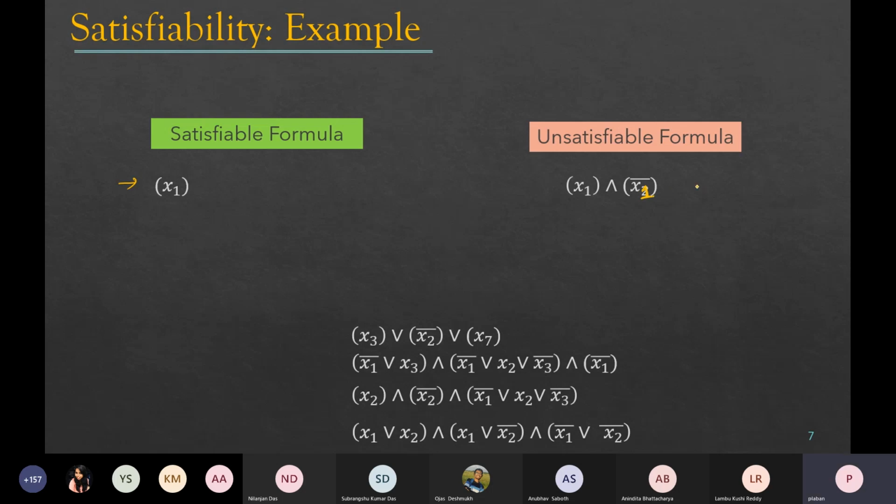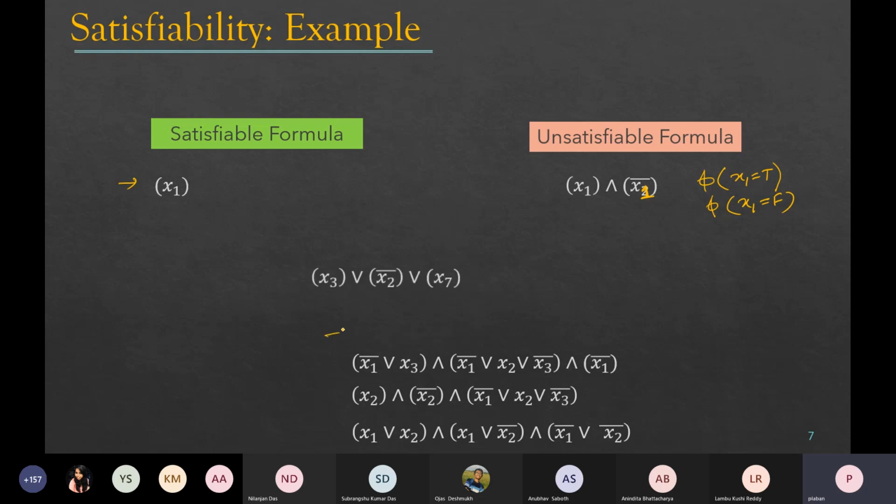So this formula is unsatisfiable, whatever value you assign to x, whatever assignment you can make. For example, if you make say x1 equal to true, then this will become unsatisfiable. And also if you can make this false, this will again become unsatisfiable. How about the first one here?